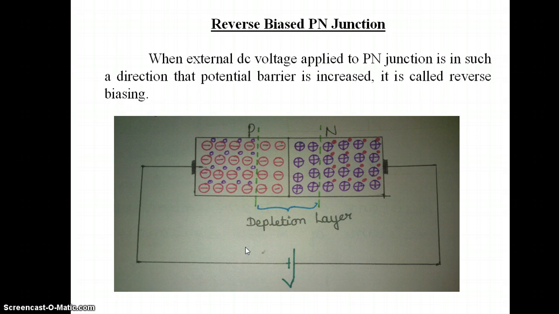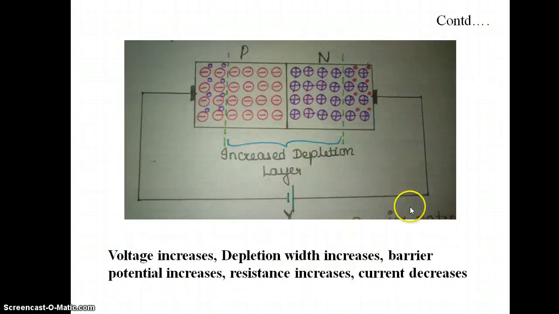So now the holes in the P region are attracted towards the negative terminal of the voltage source, and electrons in the N region are attracted to the positive terminal of the voltage source. So now the majority carriers are drawn away from the junction. As a result of this, your depletion layer width increases, so your barrier potential is also increased. So increased barrier potential makes it difficult for the majority carriers to diffuse across the junction. So no current due to the majority carriers in the reverse bias PN junction. So your junction now offers very high resistance.